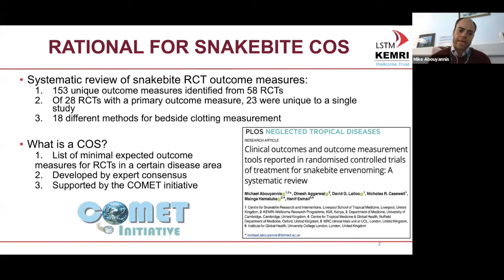So what is a core outcome set, and how can it help us overcome this heterogeneity? It is a list of minimal expected outcome measures for randomized controlled trials in a certain disease area. And these are available for many diseases now. It's important to note that these are the minimum expected, but that trialists are free to measure any other outcomes that they wish, and that the primary outcome of a trial does not need to be a core outcome necessarily. They're normally developed by expert consensus, and this process and guidance is available from the COMET initiative.